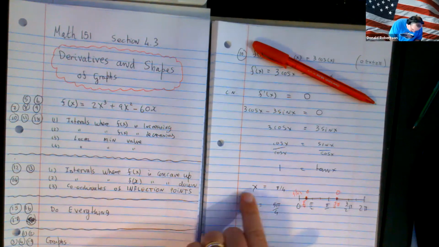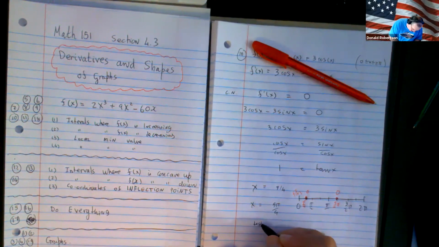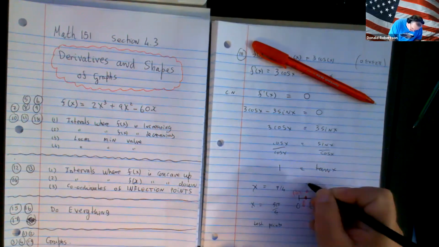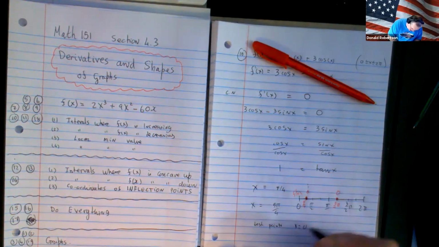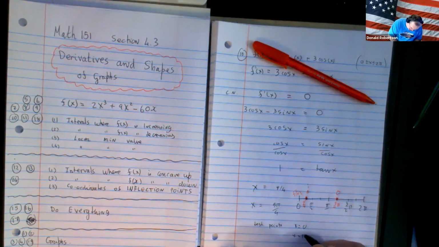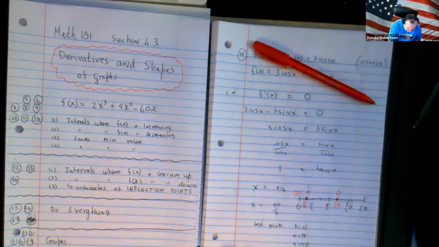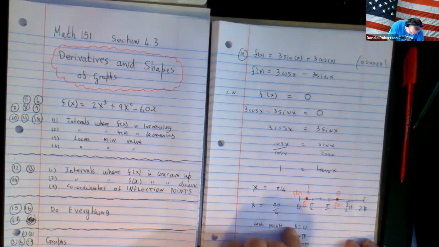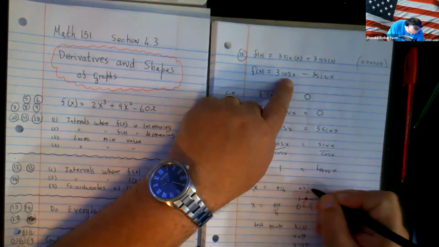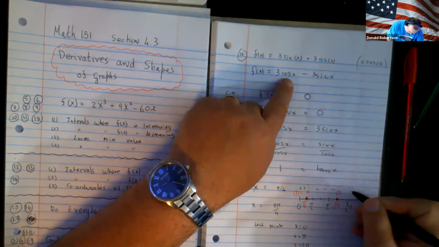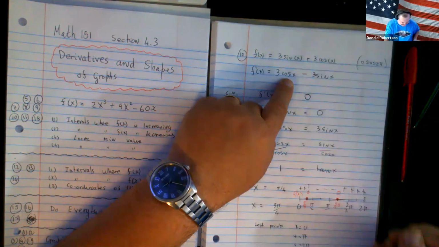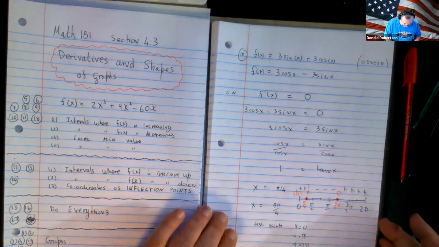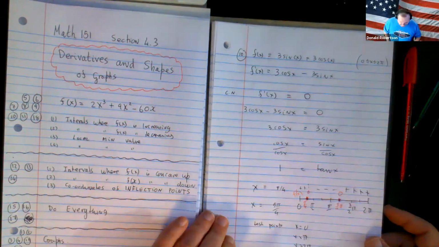If I was going to do test points, I would do 0, pi, and I would do 2 pi. Let's see, if I plug in 0 into the derivative, it's positive, that's negative, and then it's back to being positive. And that would be how to take care of a trig one.